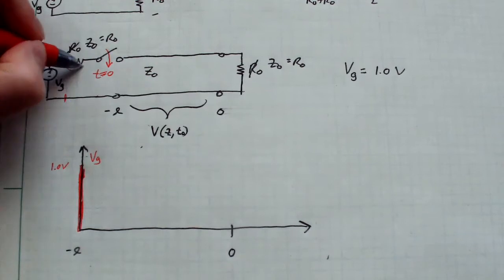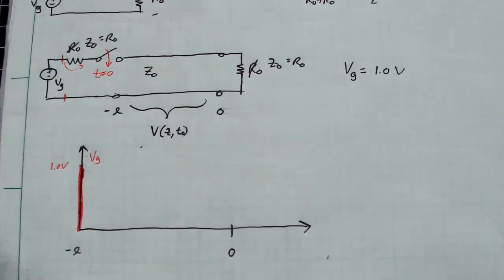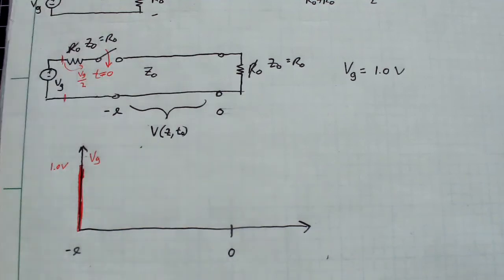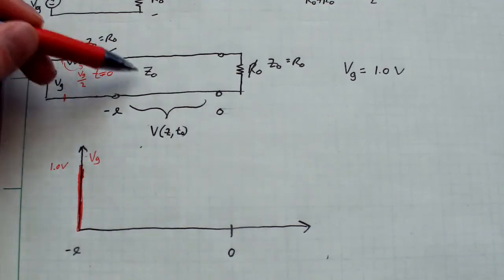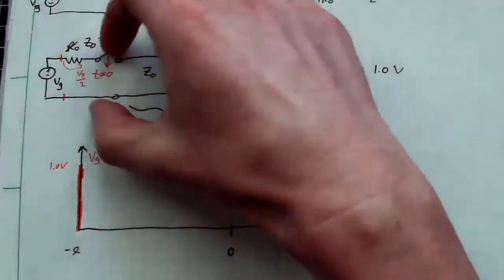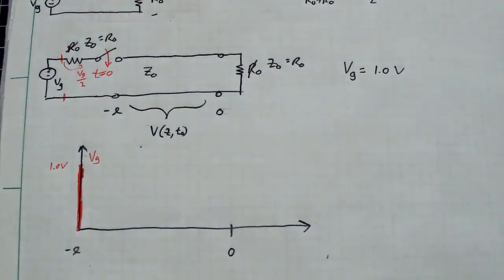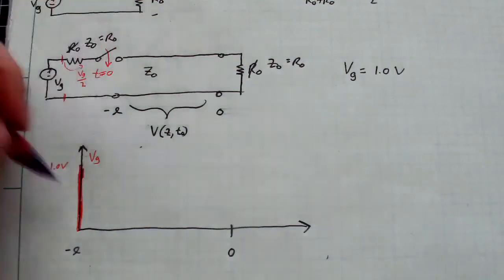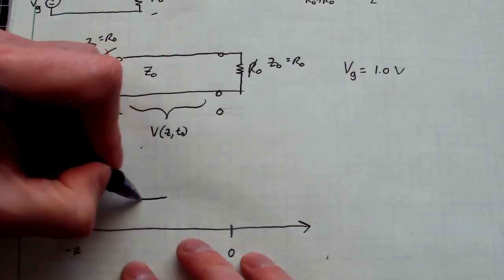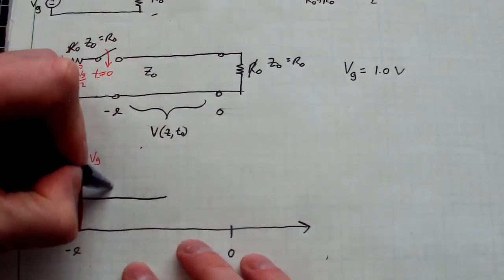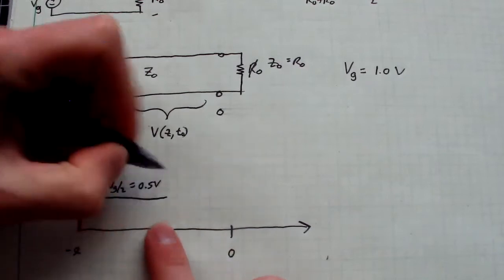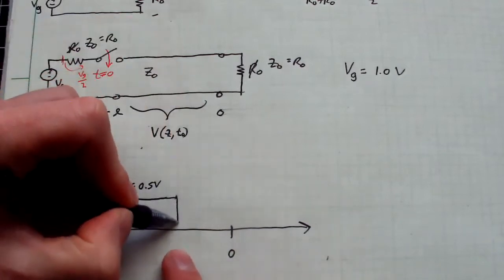If I then step over infinitesimally across this resistor, however, my voltage is going to be VG over 2, because it's a matched resistor to this impedance. So the input impedance here is still just going to be Z naught. It's matched. So the actual voltage that gets injected into the line, let's draw it like this, is going to be VG over 2, or simply 0.5 volts, like so.